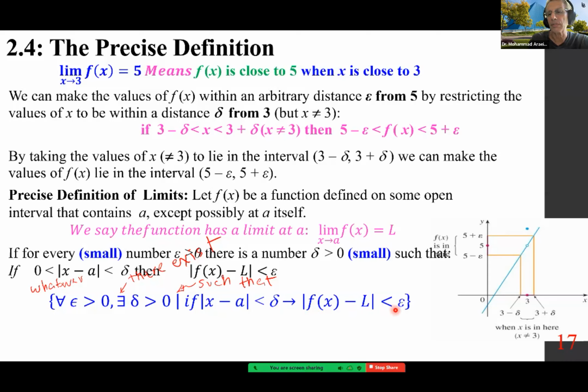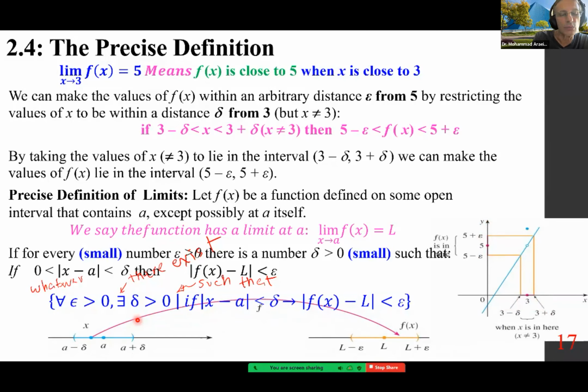So if we are in this vicinity along the x-axis, we are in this vicinity along the y-axis. We might see that we are projecting x to f of x as follows, where x is somewhere between a minus delta and a plus delta, anywhere here. Then f of x is somewhere here between L minus epsilon and L plus epsilon. In this example, the value of L was 5, the value of a was 3.